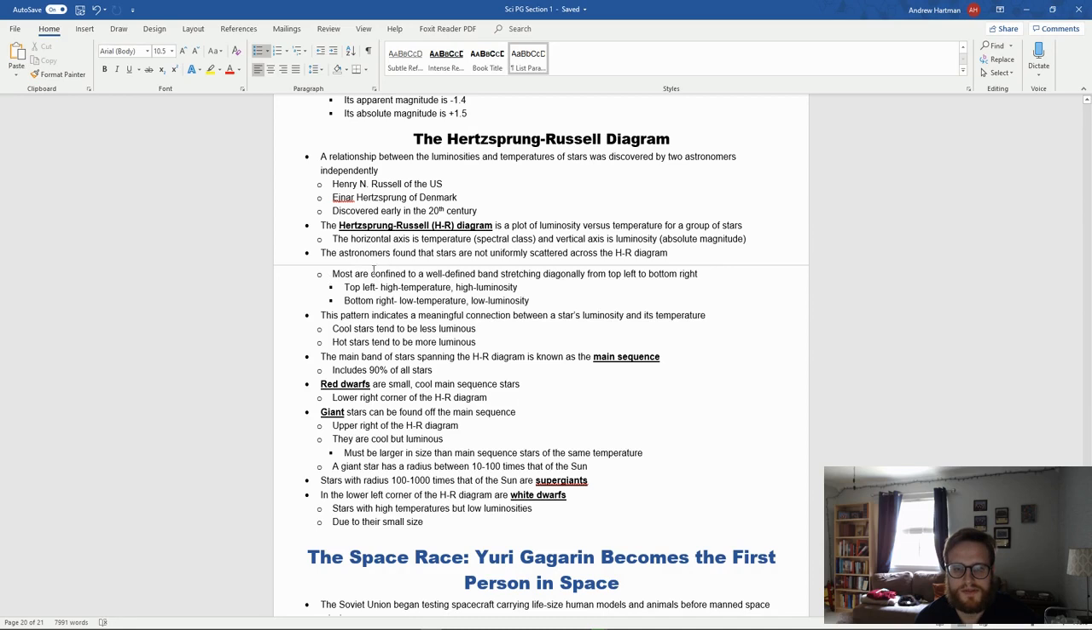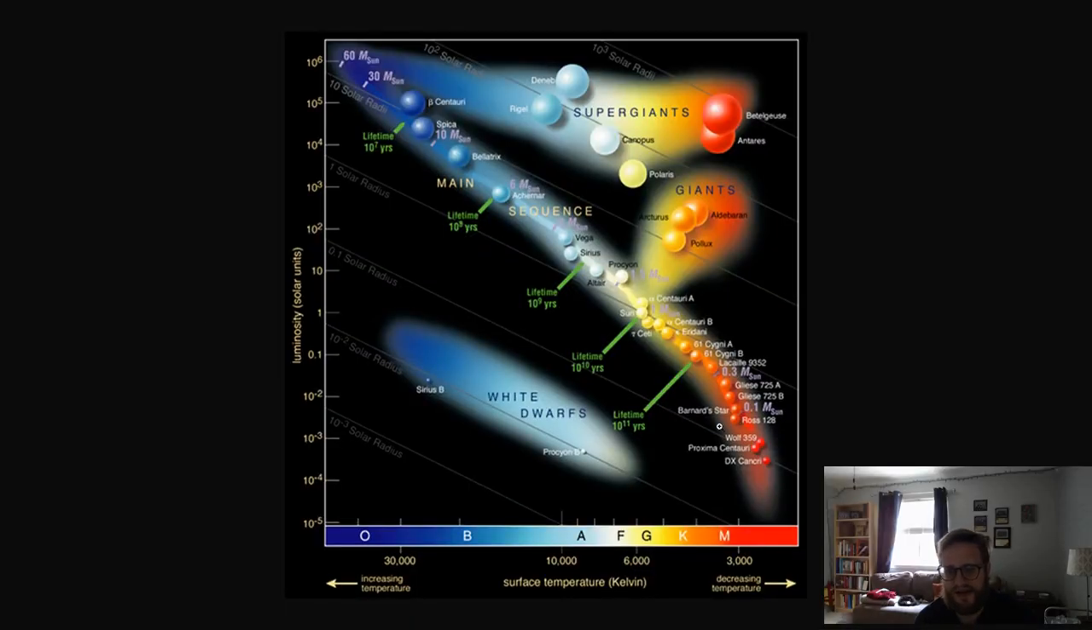And so most stars are confined to this well-defined band, again called the main sequence. The top left shows high temperature and high luminosity stars, and the bottom right shows low temperature, low luminosity stars. So again, if we take a look at this, right, we have low temperature and low luminosity stars right here, luminosity and surface temperature, right? And then over here, we have very high surface temperature and high luminosity, such as, looks like we have Beta Centauri maybe. Over here, we have Proxima Centauri, right? One of the closest stars to us is quite small and low in temperature, and low in luminosity. Right.